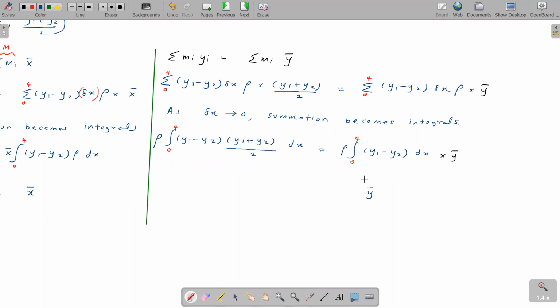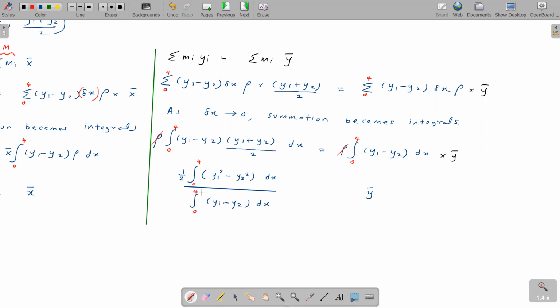When you make y bar the subject, I hope you can see the rho will cancel out. So you get the integration, the half, if you want, you can take it out, of y1 minus y2 into y1 plus y2. This is y1 square minus y2 square, to make our life easier, because a minus b times a plus b is a square minus b square. And this denominator too, I just brought it out as a half. And divide by the integration of y1 minus y2 with respect to x. Integration limits are from 0 to 4.